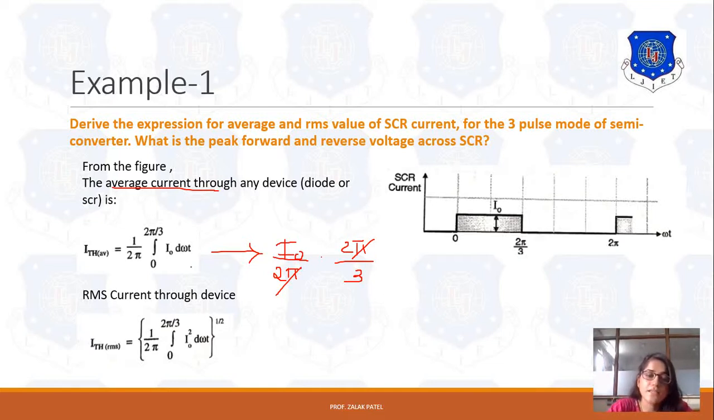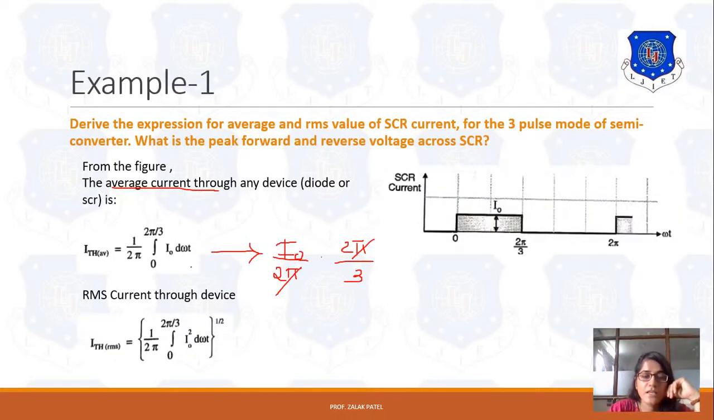So if we integrate this term, then it can be written like this, I0 upon root 3. Why is this I0 upon root 3? Because I0 square is common, so it can be written as I0 square upon 2 pi, as it is out of the integration from 0 to 2 pi, and only the d omega t.